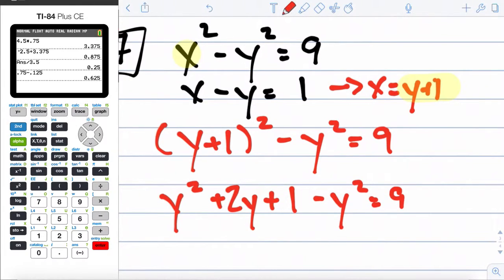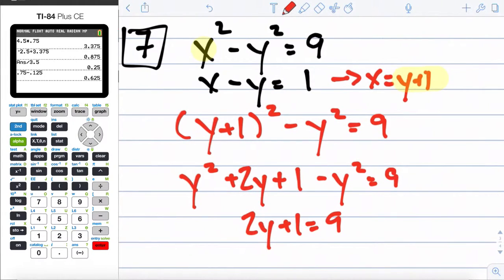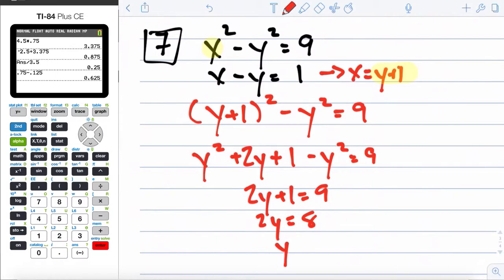You get y squared plus 2y plus 1 minus y squared is equal to 9. And so the y squareds cancel. You get 2y plus 1 is equal to 9, or you get 2y is equal to 8, or you get y is equal to 4. Now if y is equal to 4, we know x is equal to 4 plus 1. So x is equal to 5. So we have a solution 5, 4.